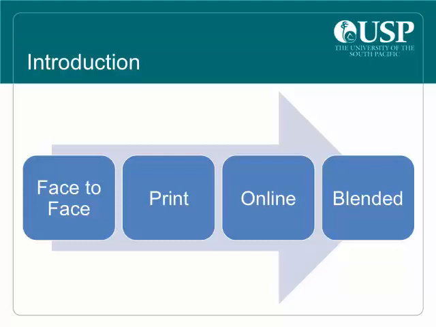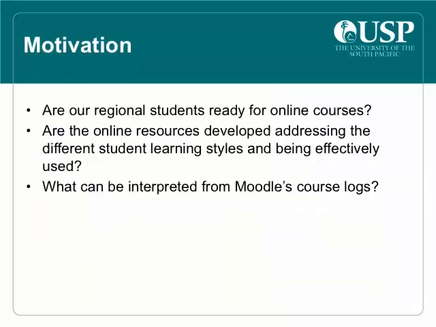We are moving from predominantly face-to-face and print mode, and we're more geared towards online because of the strategic plan taking us through 2018. What online has presented for us is that we now have data to work on. Some of the motivation behind these case studies: are our regional students ready for online courses? Are the online resources being developed addressing the different student learning styles, and are they being effectively used? What Moodle data is available, and how can we interpret this data and feed it back to our course design, development and delivery of these courses?